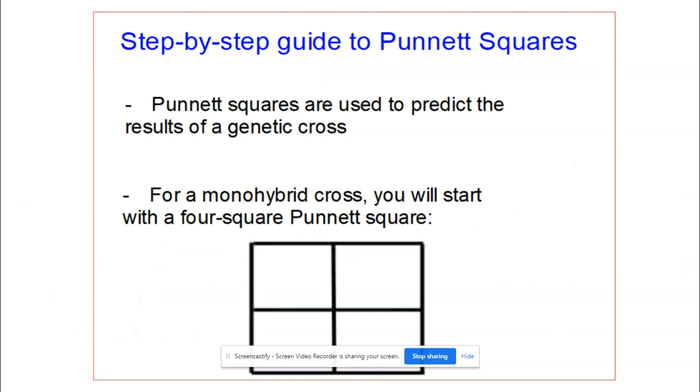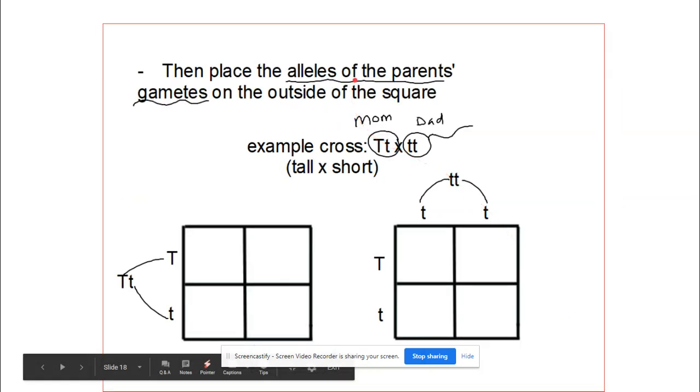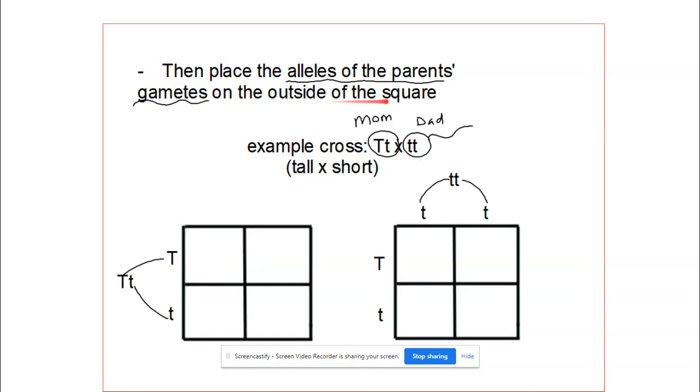Reginald Punnett came up with a possible mechanism of how to predict the results of a genetic cross. For a monohybrid cross, mono means 1. When we're looking at one trait, you're going to start with a 4-square Punnett square. I'm going to ask you guys to get a piece of paper and do this with me, where you draw this 4-square. The next step is to place the alleles of the parents' gametes on the outside of the square. For example, the cross that we're going to use is a tall plant with a short plant.